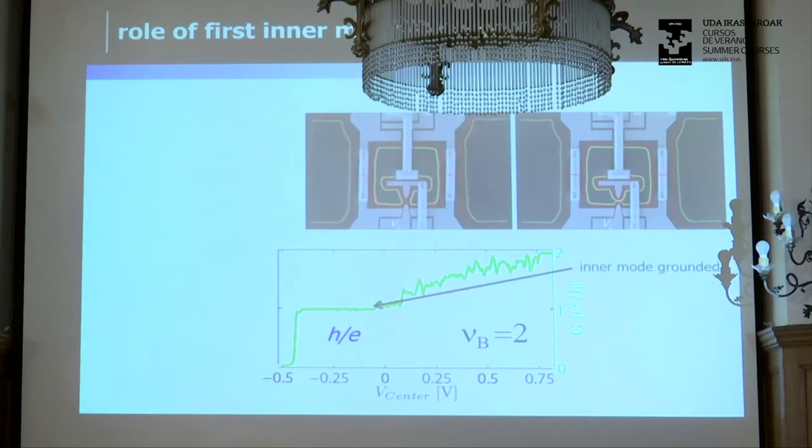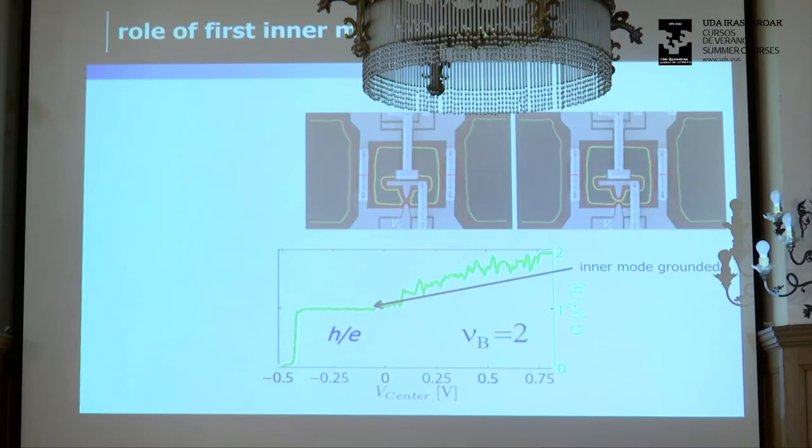And now what's going to happen? This is the inner grounded mode. This is filling factor 2. So first of all, I go down to here. The most inner one is grounded. The inner one, the filling factor 2, there are two of them, I'm sorry. The inner one is grounded, but the outer one that is interfering is not. So only here I dump the outer one to the ohmic contact.